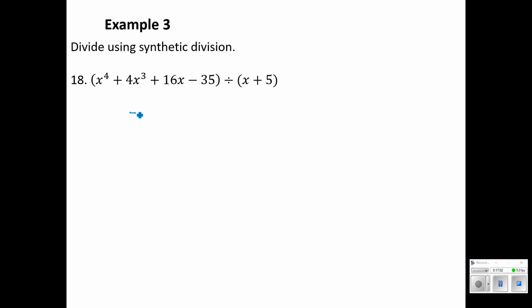All right, let's see if we can set up example 3 here. In the box, we've got the solution of the factor x plus 5. That would be a negative 5. How I'm getting that number is I would just set that x plus 5 equal to 0 and solve. Obviously subtract 5 from both sides. Then I've got 1x to the 4th, 4x to the 3rd, 0x squared. That's important. We did not get the correct answer if we did not have that placeholder. Then 16x and minus 35. The last column will end up with the remainder, so I put a little separator there.